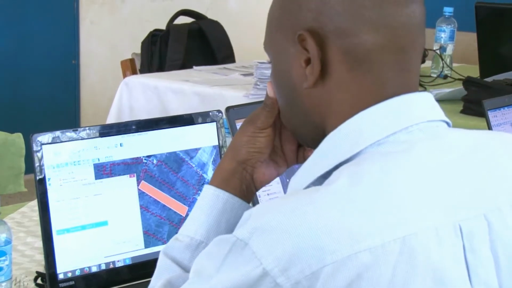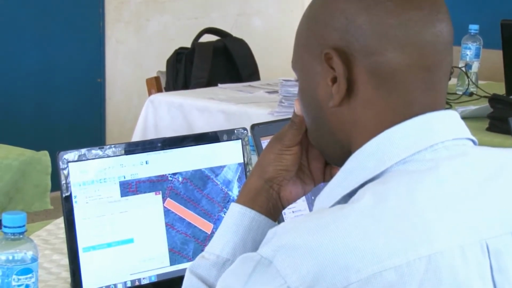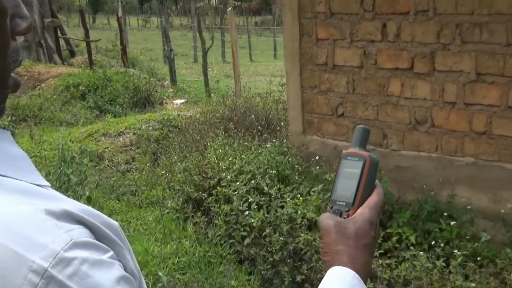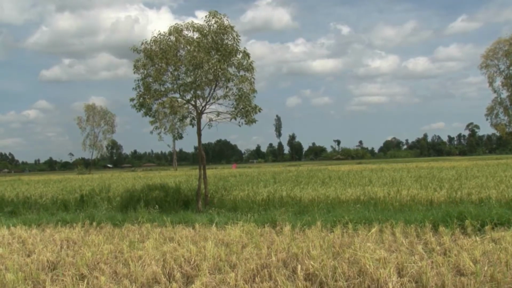After this area has been mapped and it has been digitized, it will be useful to me and to many. If we are able to get this information in our computer or in our phones, you can be able to locate the farm even when you are far.